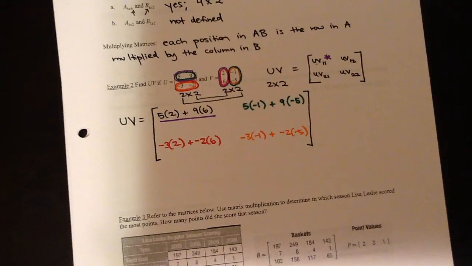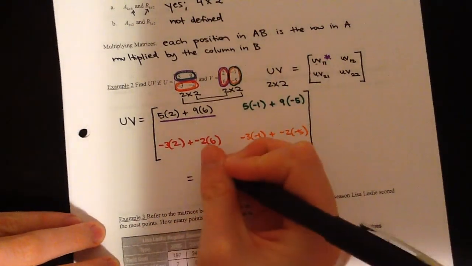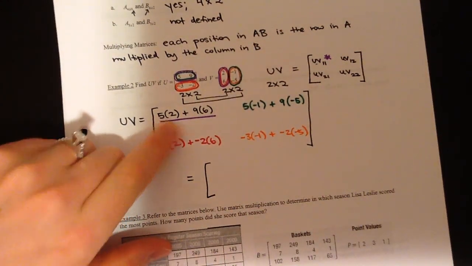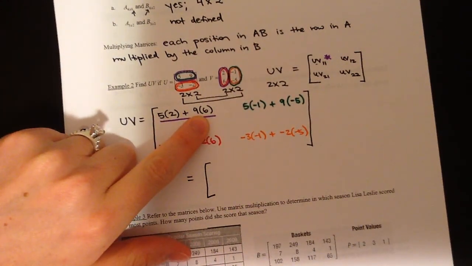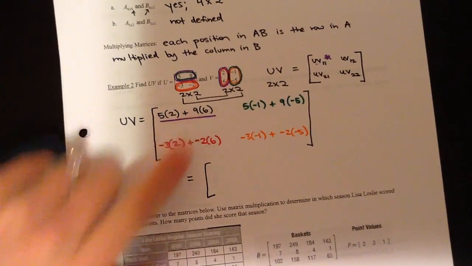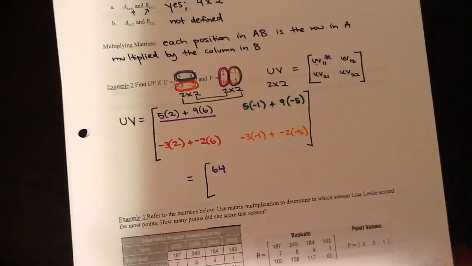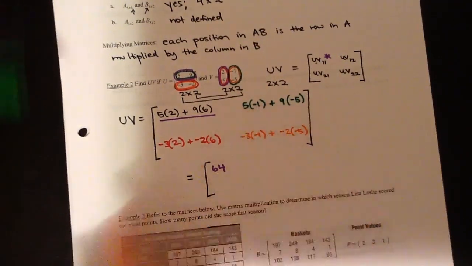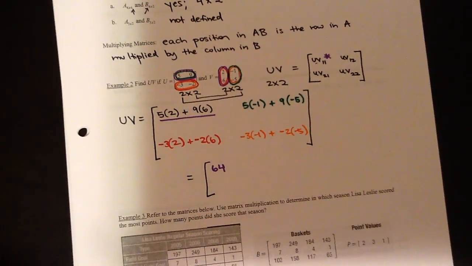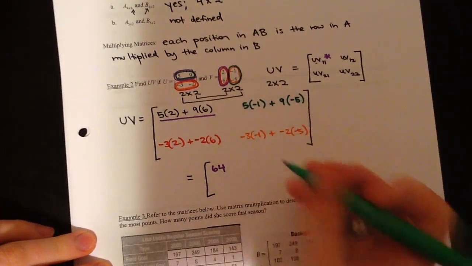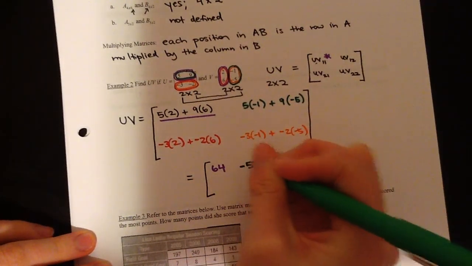Okay, so now I'm going to start simplifying everything up to get my answer. So equals. So 5 times 2 is 10. 9 times 6 is 54. So 10 and 54 gives me 64 for that spot that was supposed to be in purple. Then move over here. 5 times -1 is -5. 9 times -5 is -45. So -5, -45, that gives me a -50.